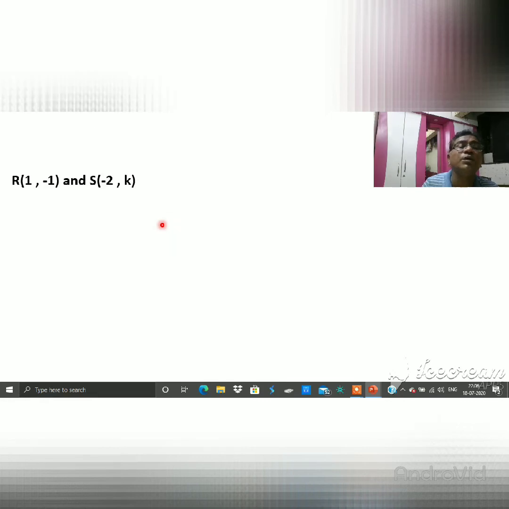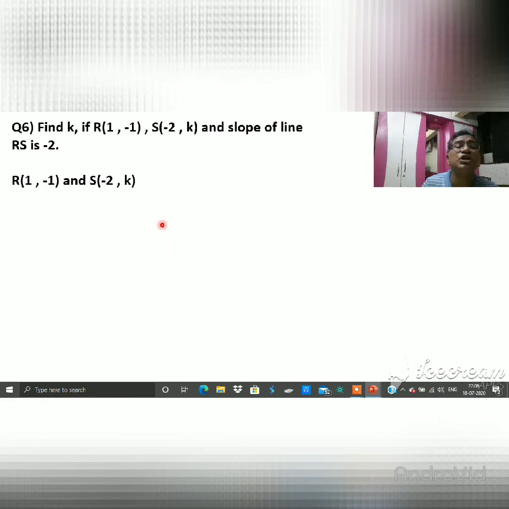Then we are going to learn another problem, the sixth problem. Find k. So what do you want to find out in this problem? You want to find out the value of k. What is given? R is given. Our coordinates are 1 and minus 1.